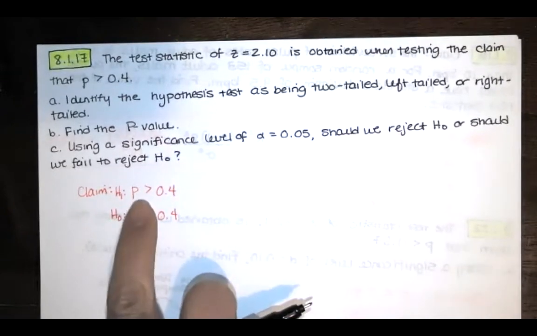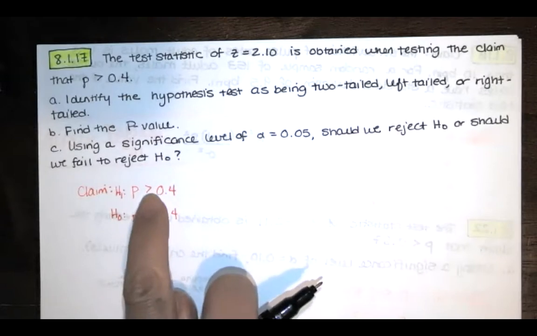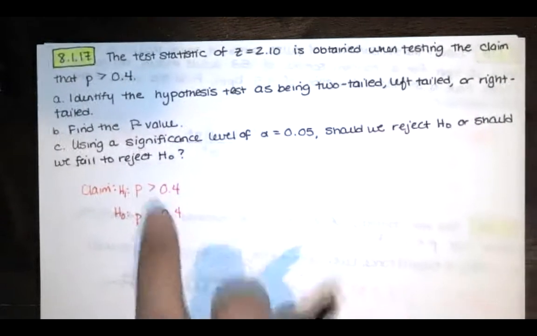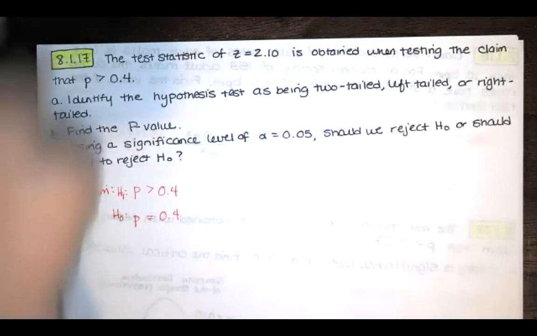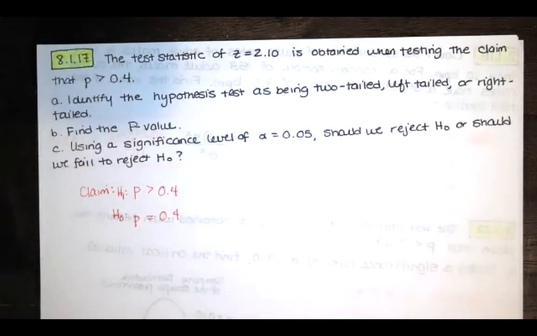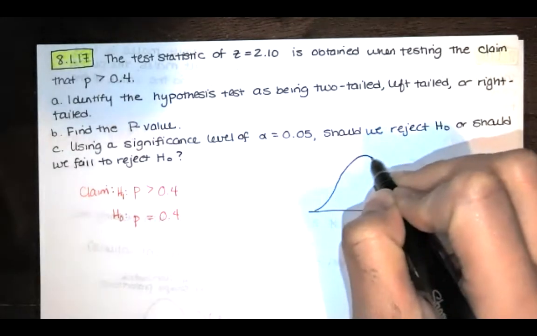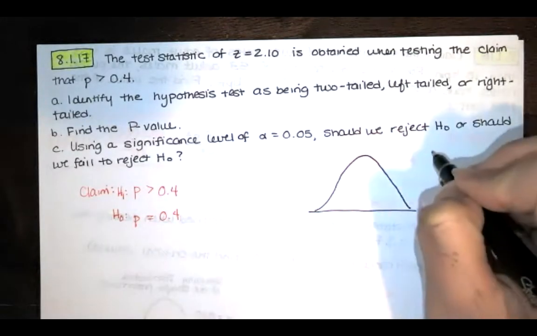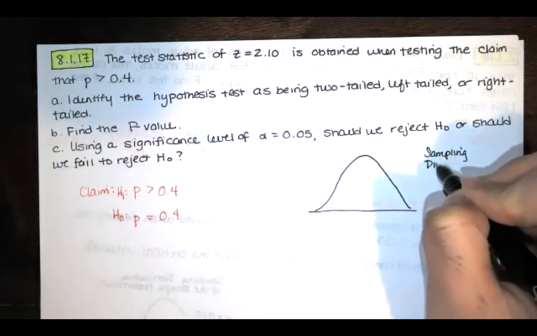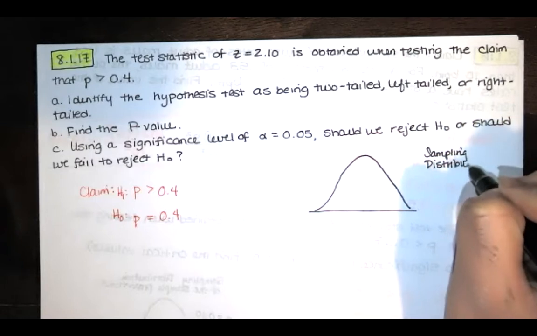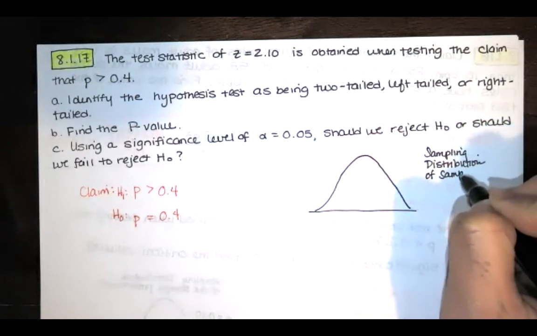And then when I'm looking at this, since I see that that's not a not equal to sign, but a greater than sign, I know it's a right-tailed test, because that arrow always points in the direction of that tail. So this is how I would typically draw it. Here is our sampling distribution of the sample proportions, p hat.